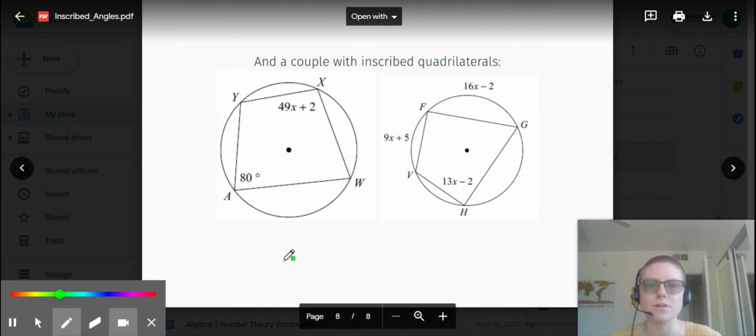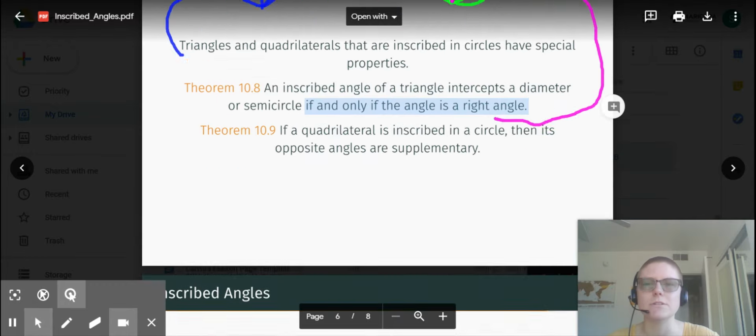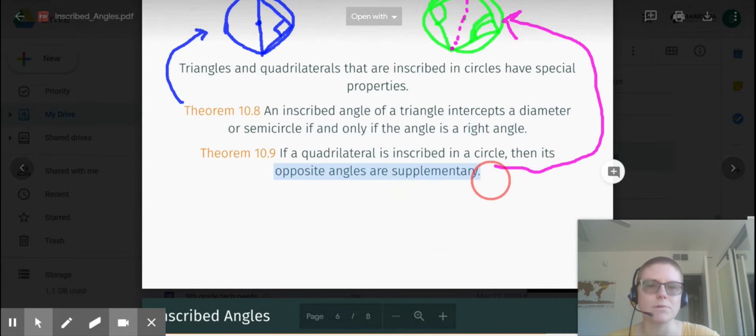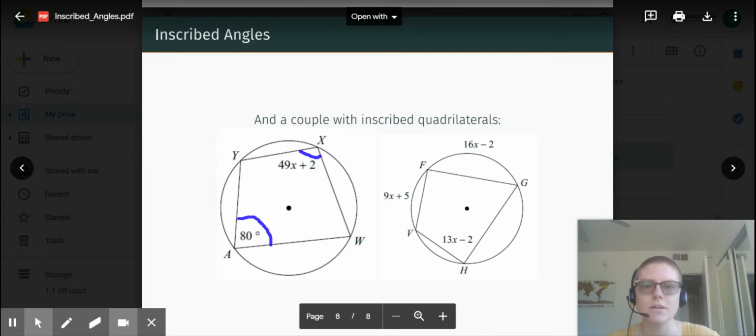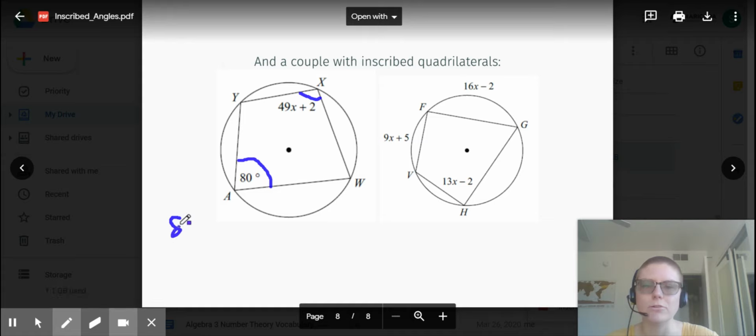Do blue. So we have here 80, we have here 49x plus 2. We know that opposite angles in a quadrilateral inscribed in a circle are supplementary. So we scroll back down. 80 plus 49x plus 2 should add up to, supplementary means 180. So 80 plus 49x plus 2 equals 180.